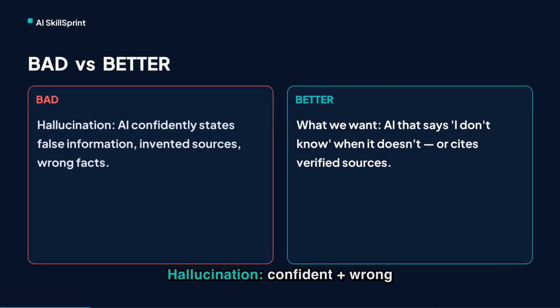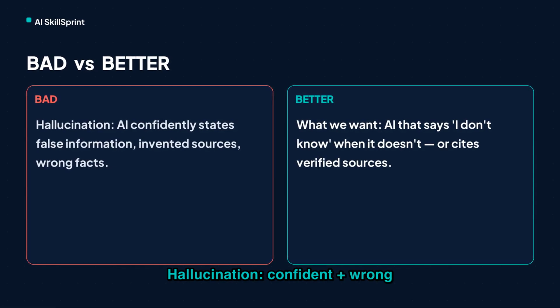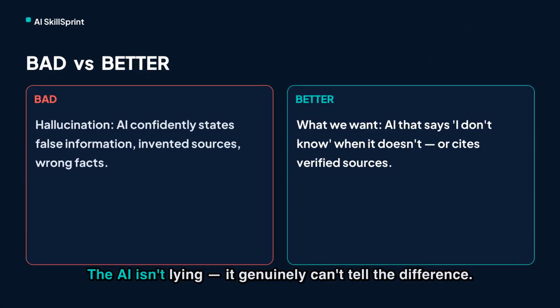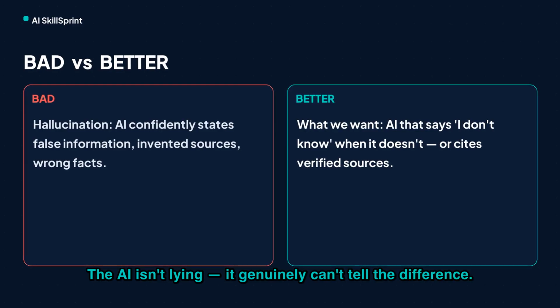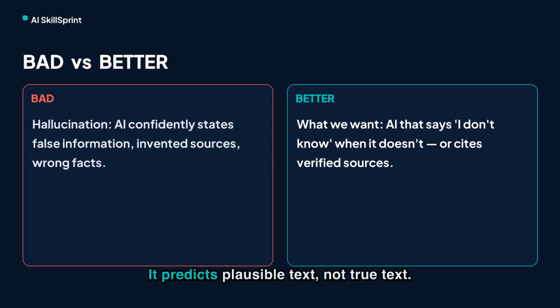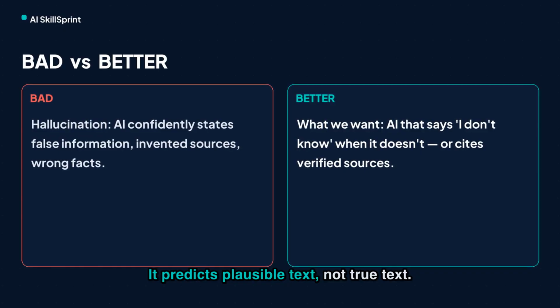So, what's hallucination? AI hallucination is when a large language model generates text that's confidently stated, but factually incorrect. It's not the AI lying. It doesn't know it's wrong. It's the AI doing what it was trained to do: produce plausible-sounding text. Sometimes plausible-sounding text happens to be true. Sometimes it isn't. The AI can't tell the difference.